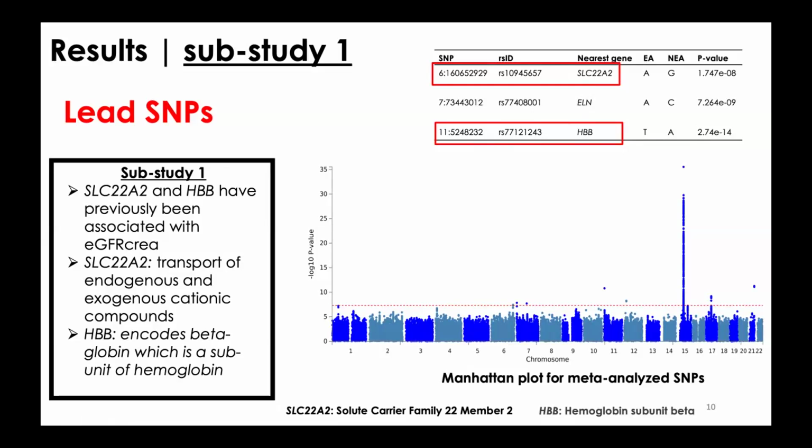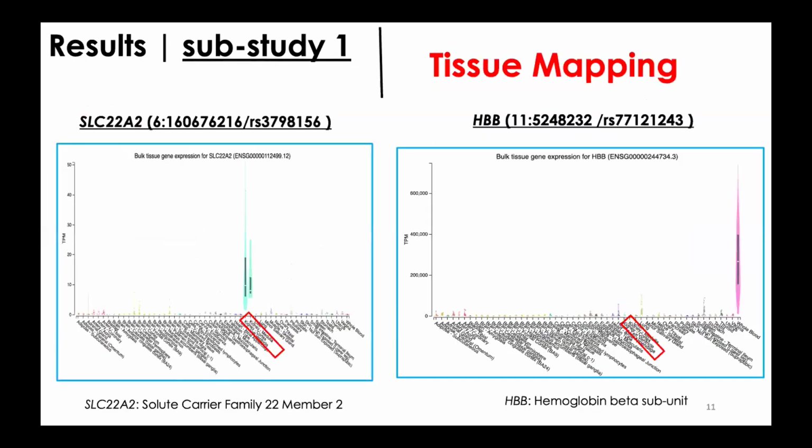So it was exciting that even with this merged data for only Africans, we still had a variant that mapped to that particular loci. The same goes for HBB. HBB was actually reported by one of the studies from our group to already be associated with EGFR. So we replicated it here, and that was really interesting. HBB is a beta globin, which is a subunit of hemoglobin. And that's the heat map, the Manhattan, from that analysis.